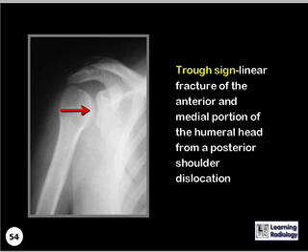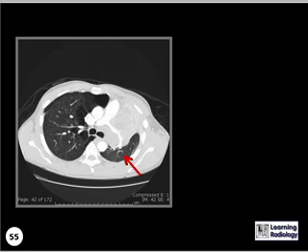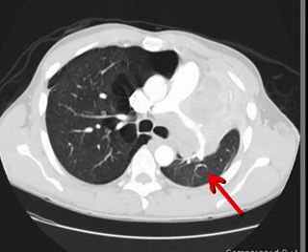This is the trough sign, which is a linear fracture of the anterior and medial portion of the humeral head from a posterior shoulder dislocation. What sign is shown here?